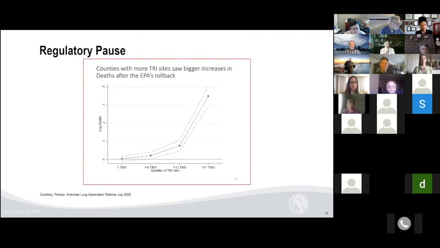Their data suggests, therefore, a positive association with the number of toxic release sites and COVID deaths. So as the number of these polluting sites increases, the amount of COVID deaths was also increasing, suggesting that higher pollution is linked with higher COVID mortality.